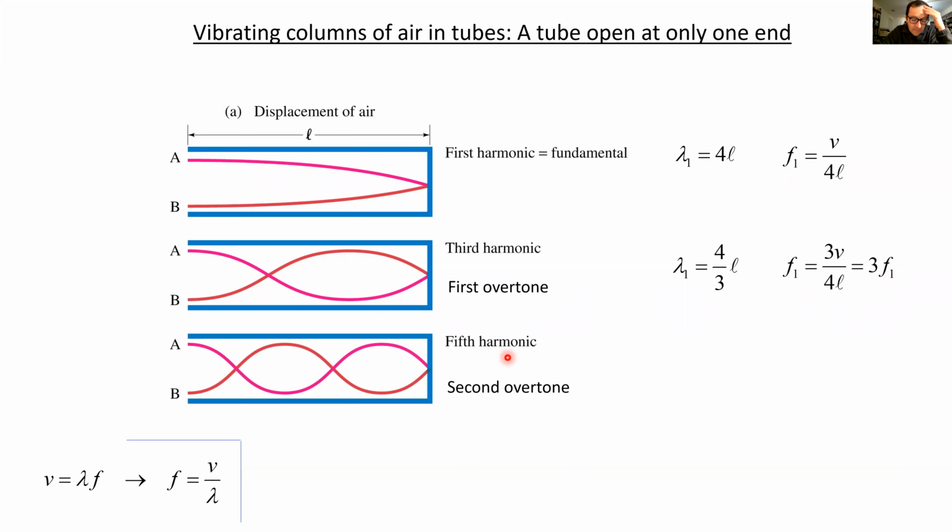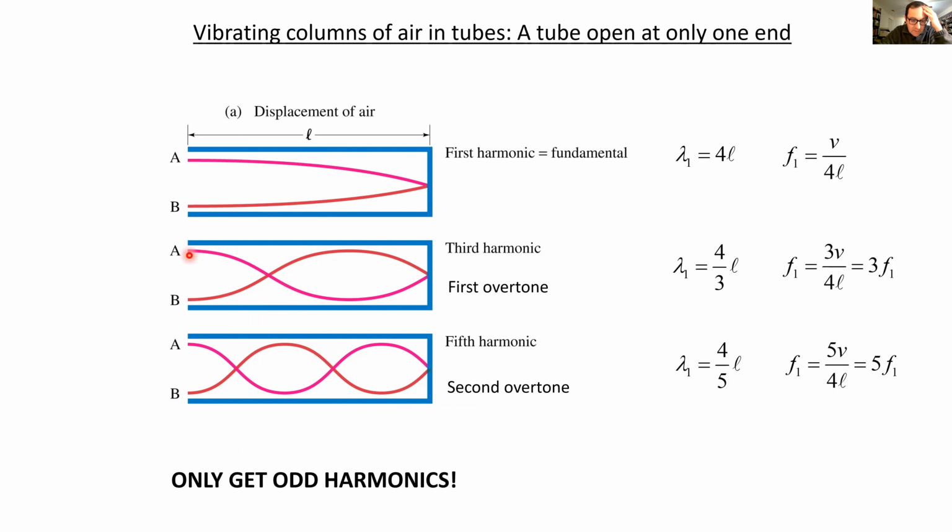And here's the 5th harmonic. I'll let you puzzle out how much of L one wavelength is from there to there. You'll get that it's 4/5 of L. And that gives us 5 times the fundamental frequency. Again, this would be lambda 2, and this should be F2, I guess. And that works out to be 5 times the frequency of the fundamental. Okay, so in principle, that goes on forever.